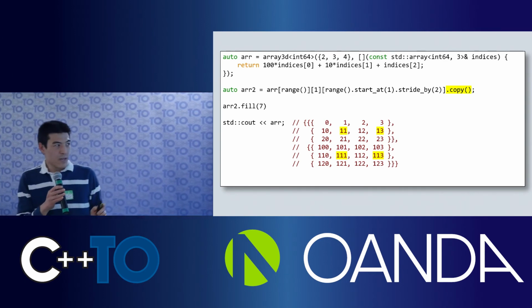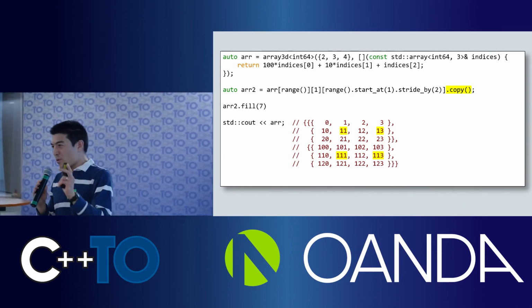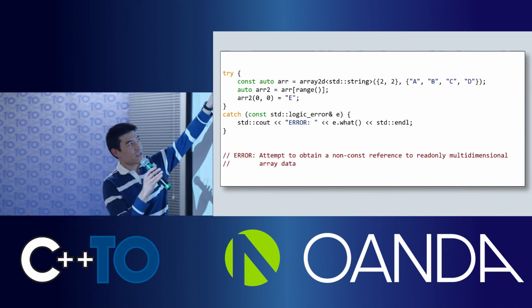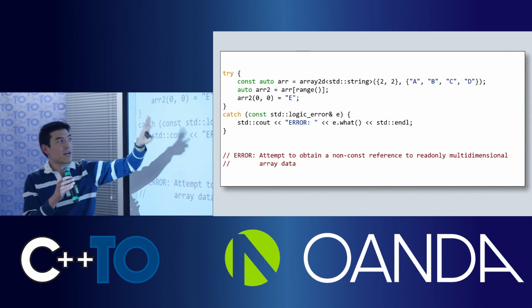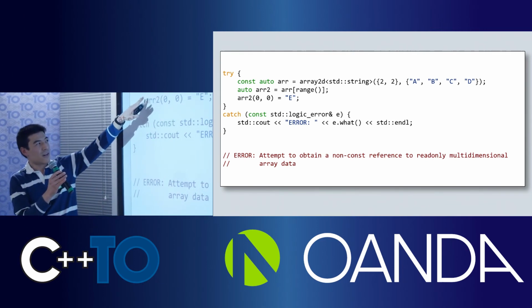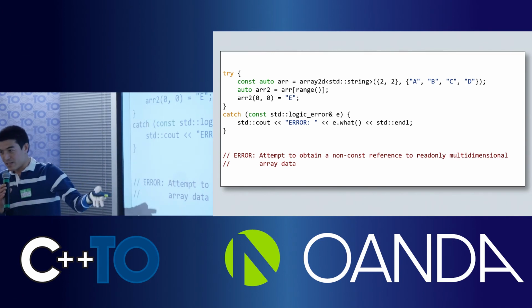Now, this works pretty good. We did run into one problem that we didn't anticipate. So this is the problem. Say you have a const array. The original array is const. Then you take a slice, but now the user just forgets to put the const on. They make the slice non-const.